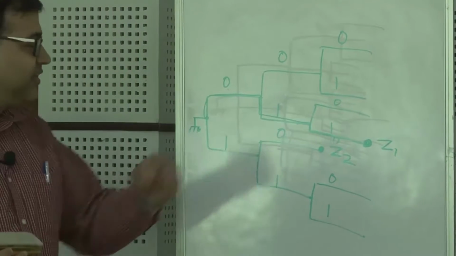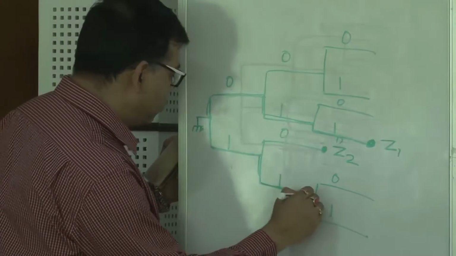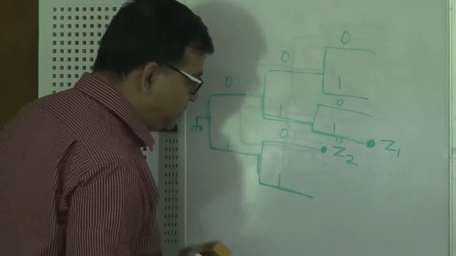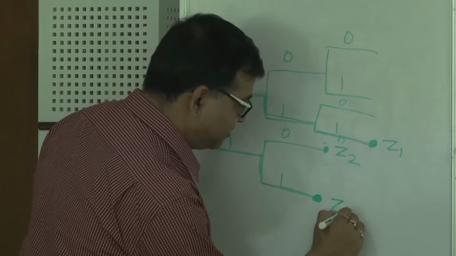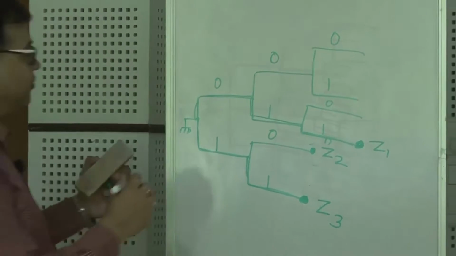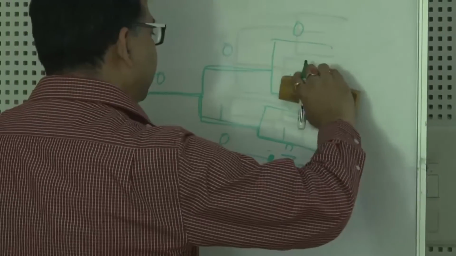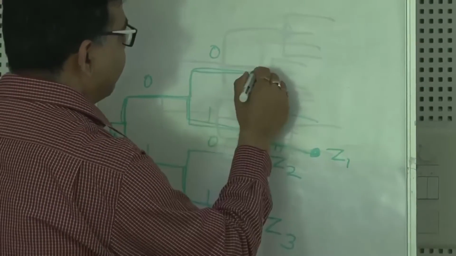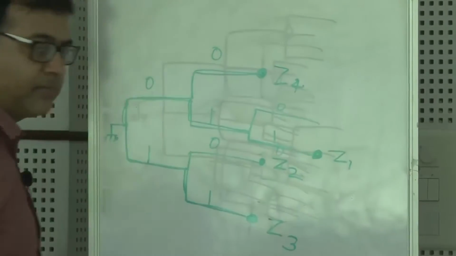Okay. What is Z3? 1, 1. So, that is 1, 1. So, that would be this. This is Z3. What is Z4? That is 0, 0. So, that would be 0, 0. So, I just remove this.